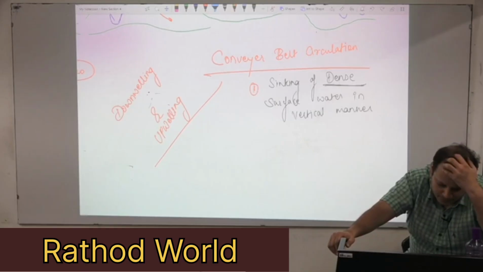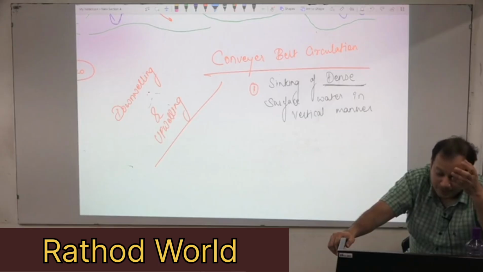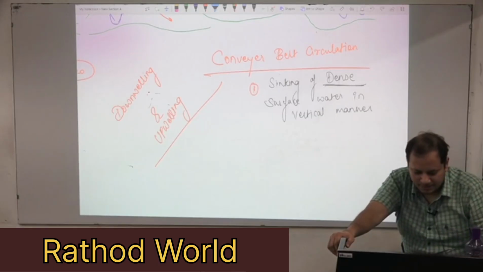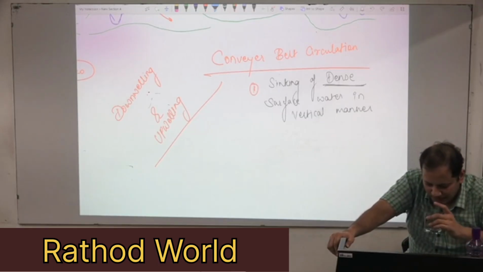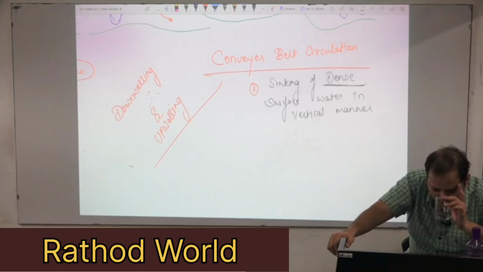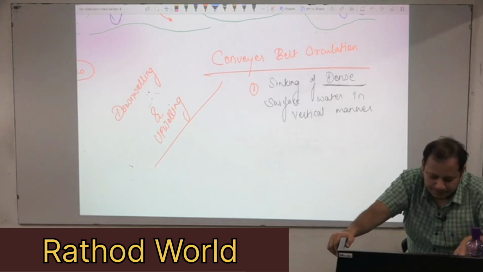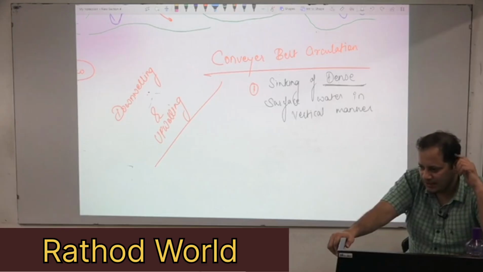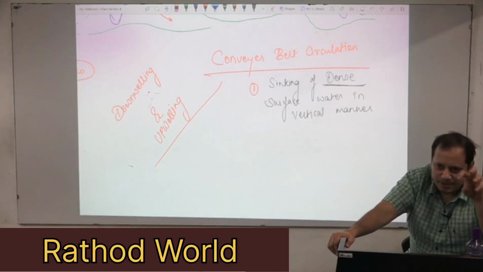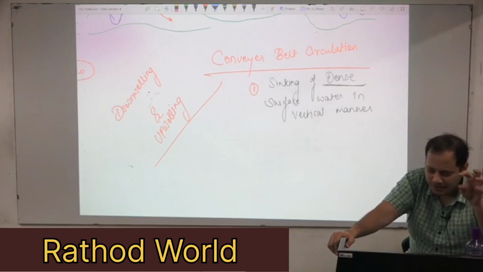Next point, downwelling occurs, the density difference may be due to salinity or temperature, salinity ज़्यादा, temperature कम, that is due to more salinity or less temperature.